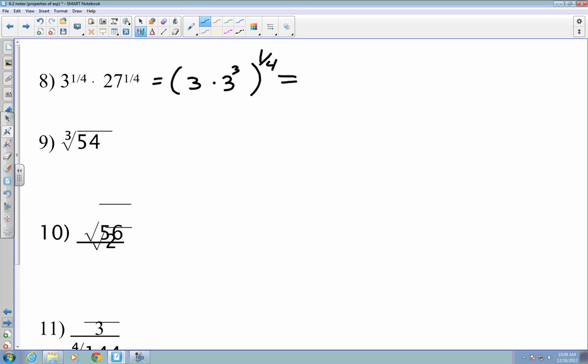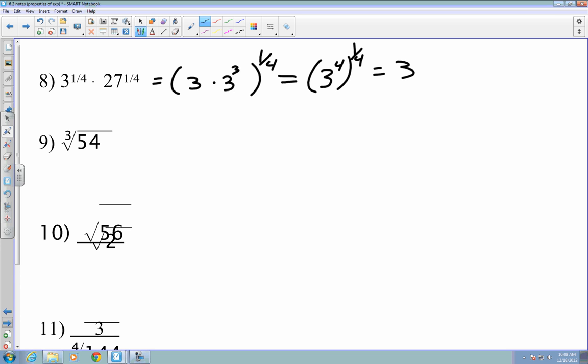So, yes, you can use them right now for practicing, but you need to be working toward not needing that. So then this is 3 to the 4th raised to the 1/4, which is just 3. So again, if you multiply it out, you can still get the right answer. This gets it a little quicker and easier.